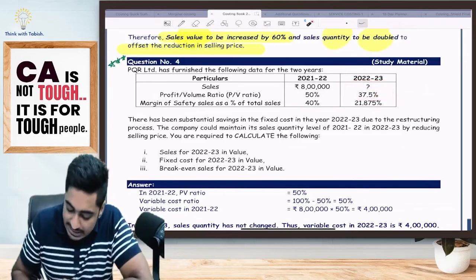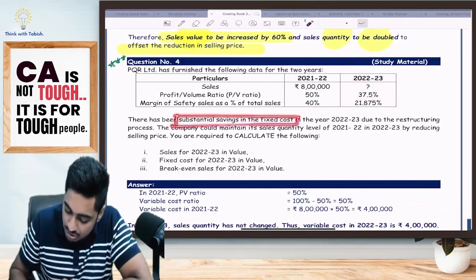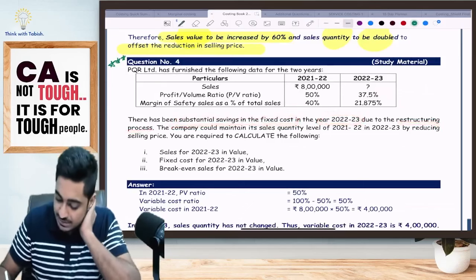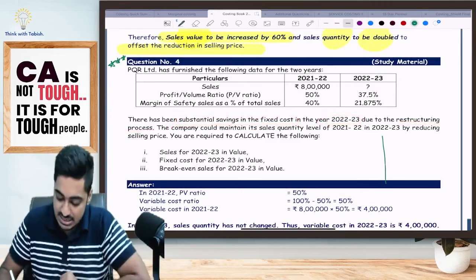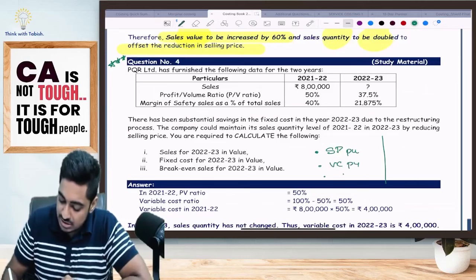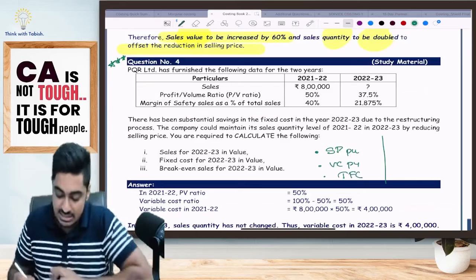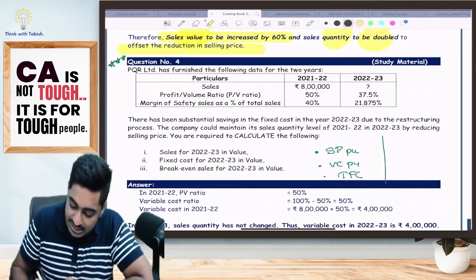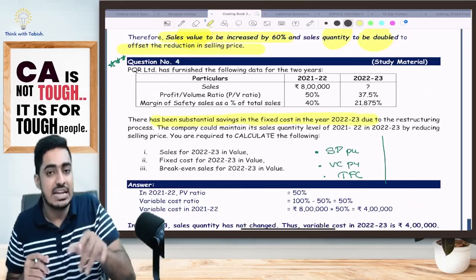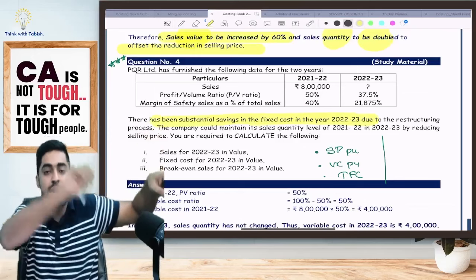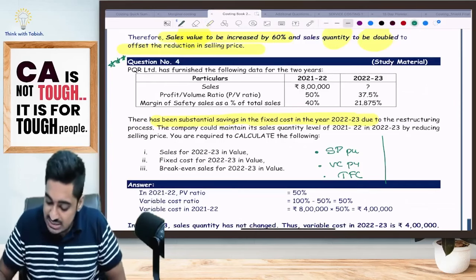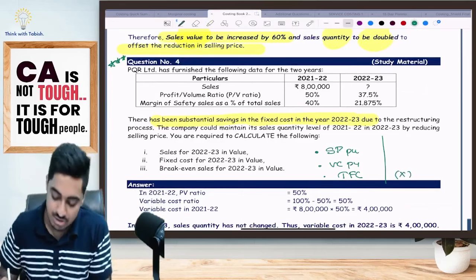Okay, great. Now, they are telling there has been a substantial saving in fixed cost for year 2022-23 due to restructuring process. Now, tell me one thing, students. If nothing is given in the question, what are my basic assumptions? Sir, if nothing is given, my basic assumption is selling price per unit is constant. Variable cost per unit is constant. Total fixed cost is constant. But look at this line, students. What is the question telling? There has been substantial saving in fixed cost in 22-23. That means based on this line, tell me whether my fixed cost of 21-22 and 22-23 is going to be same. No, sir, it will not be same. Why? Because the question is telling me that it is not going to be same. Yes or no? Yes, sir.